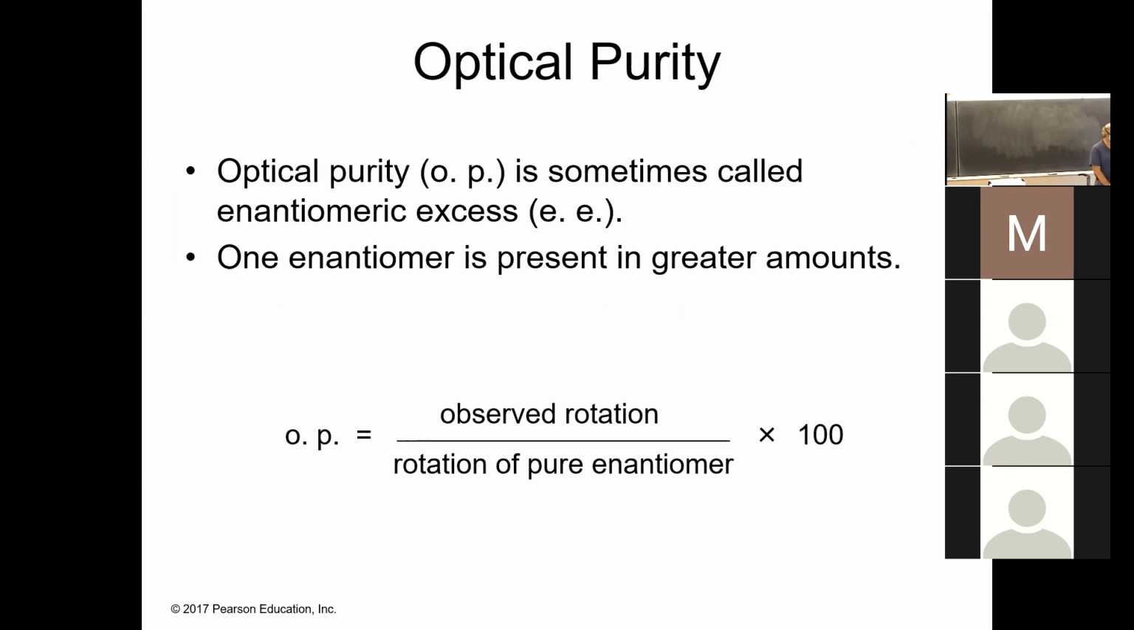Optical purity or enantiomeric excess. Okay, we use this formula. It's the observed rotation over the rotation of the pure enantiomer. If we have a racemic mixture, then the optical purity or enantiomeric excess would be 0. Okay, the key word here is excess. So if you have a non-zero optical purity or enantiomeric excess, that tells you you have an excess of one over the other. So you have something other than a 50-50 mixture.